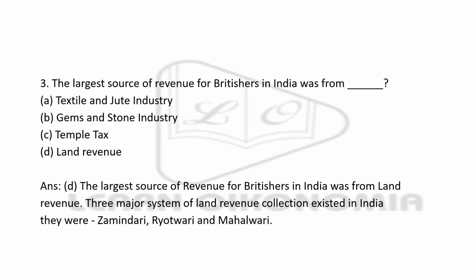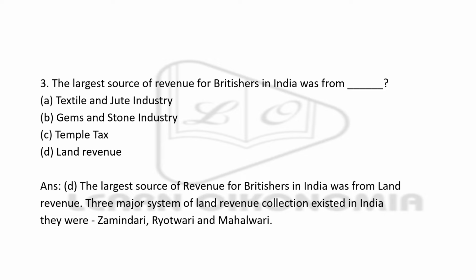The largest source of revenue for Britishers in India was from which sector? Textile and jute industry, gems and stone industry, temple tax, land revenue. Right answer is land revenue. It is not from temple tax. It is not from gems and jewelry. It is not from textile and jute industry that the Britishers received the largest source of tax from India.